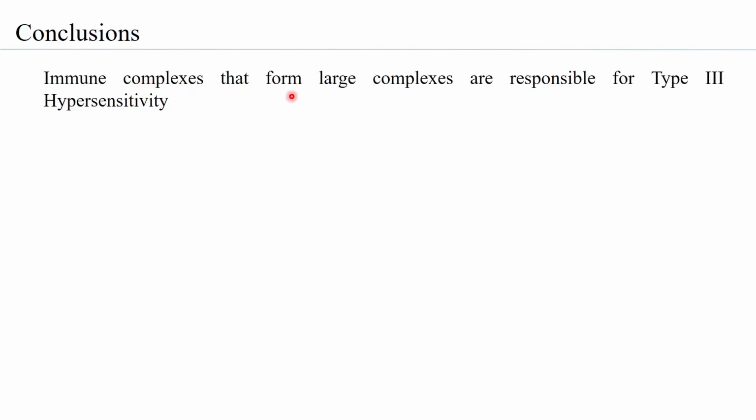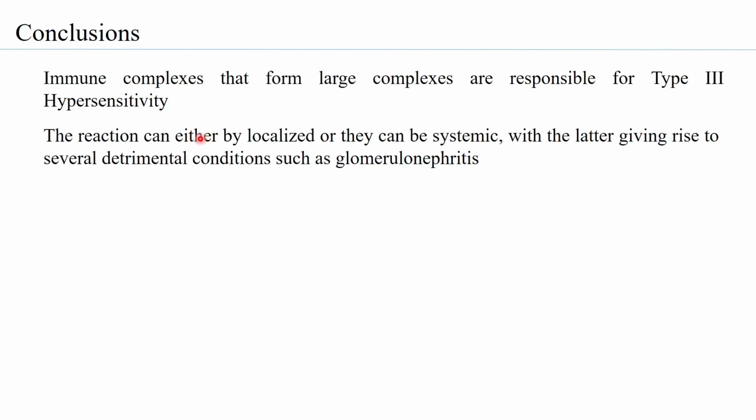So let us make the conclusions. Immune complexes that form large complexes are responsible for type 3 hypersensitivity. The reaction can either be localized or systemic, with the latter, that is the systemic, giving rise to several detrimental conditions such as glomerulonephritis. Kidney failure is definitely a very serious damage.